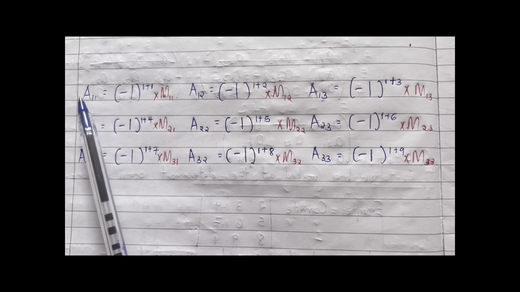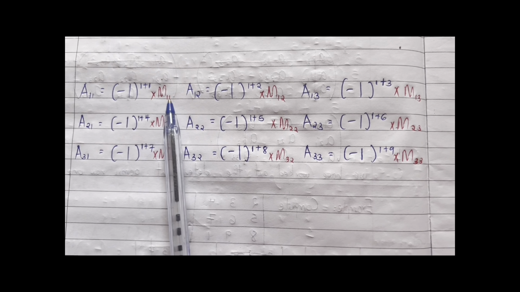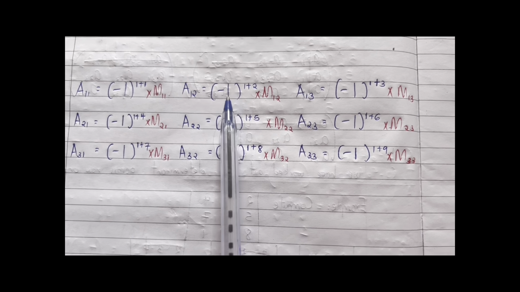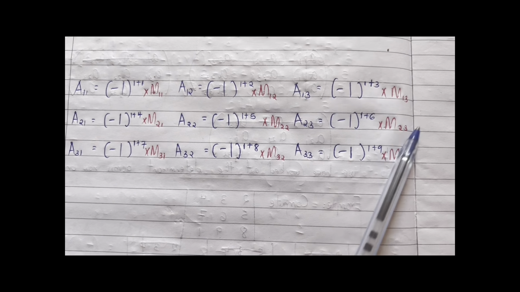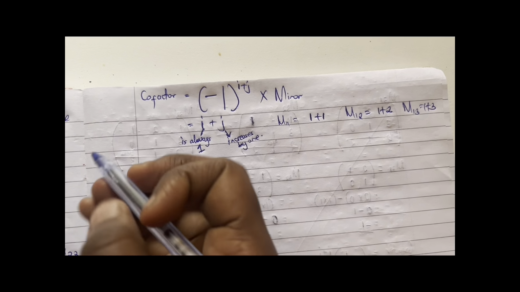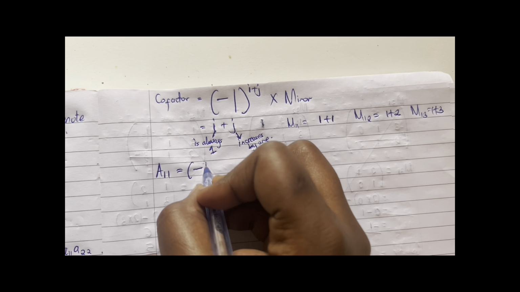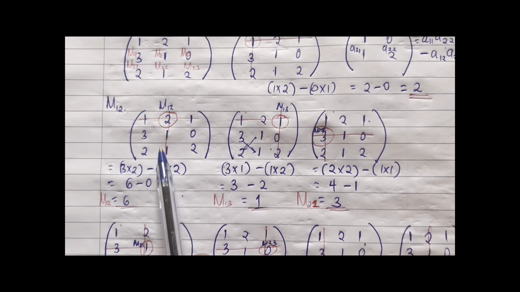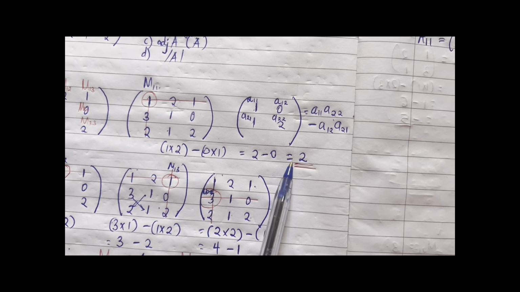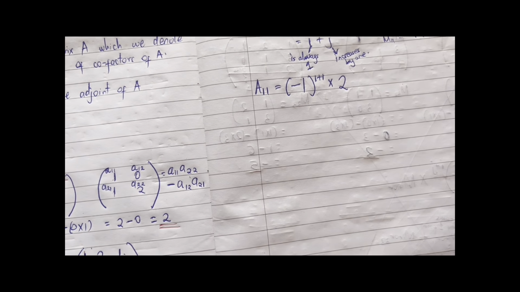A11, the A stands for cofactor. So A11 is equal to negative 1 power 1 plus 1 times M11. M is the minor. A12 is equal to negative 1 power 1 plus 2 times M12. All the way up to A33 are the cofactors. So we're back here and we're going to use this formula to calculate the cofactors. A11 will be negative 1 power 1 plus 1 times M11, which was, what did we have? 2? So our M11 was 2, so we multiply by 2.